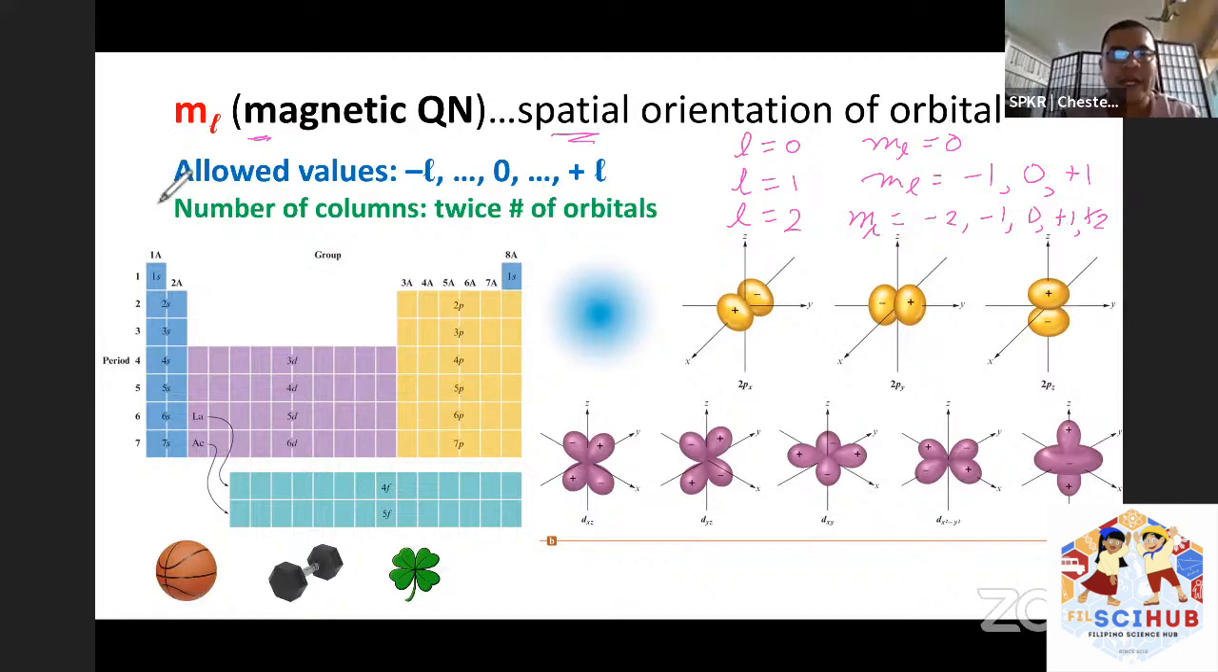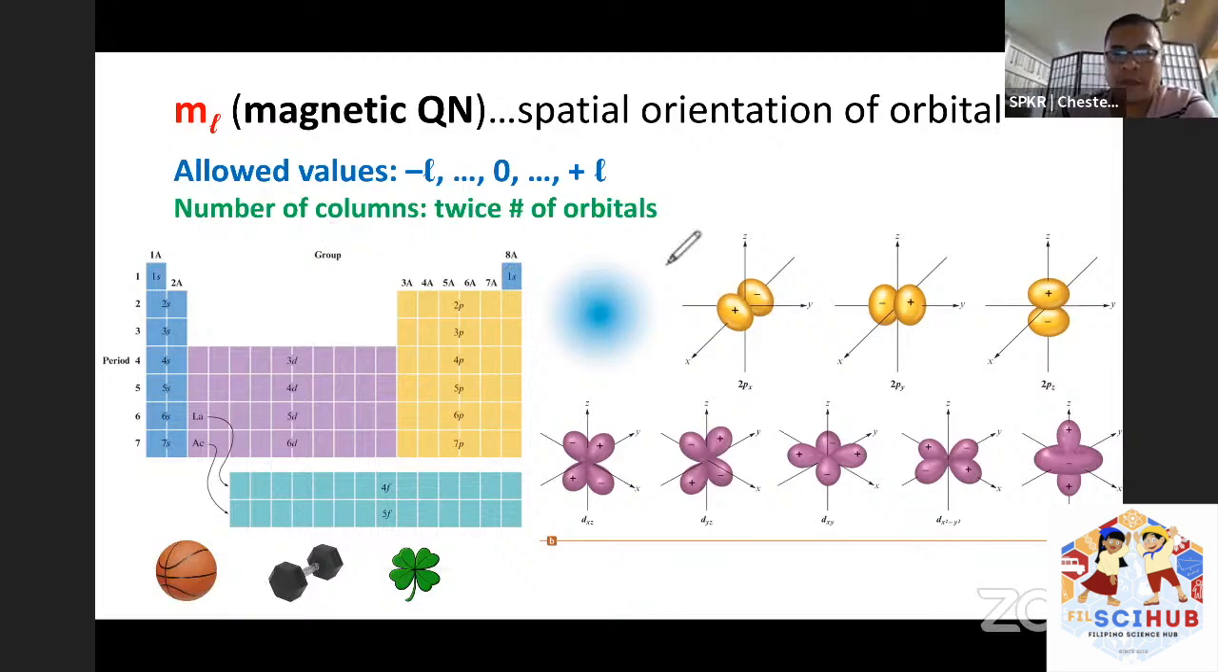Okay. Now, tignan natin kung anong ibig sabihin nito. Huwag niyo munang pakialaman tong mga shapes na nasa right. Meron akong gustong connection na ibigay sa inyo, okay? So, again, kung meron kang L equals 1, meron kang 3, right? So, bale, the number of columns will be twice the number of your M sub L values. I will explain this in a little while. Okay, so anong ibig kong sabihin dito?